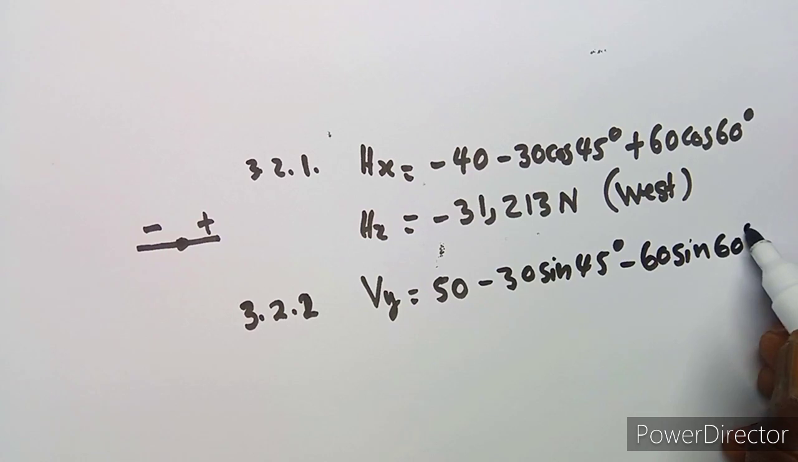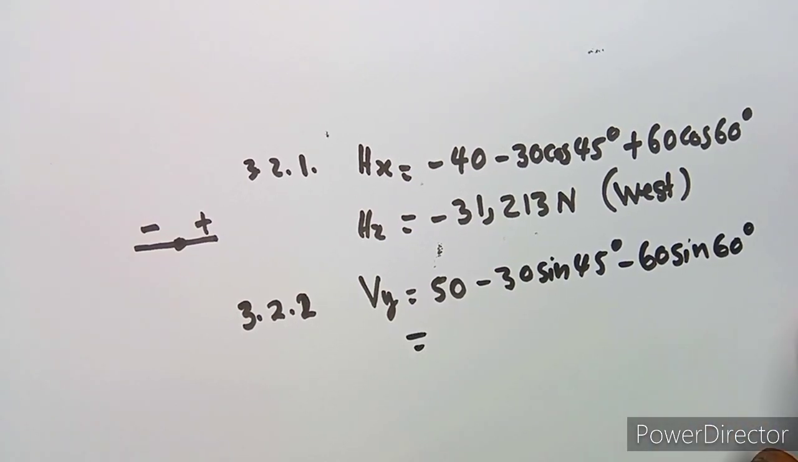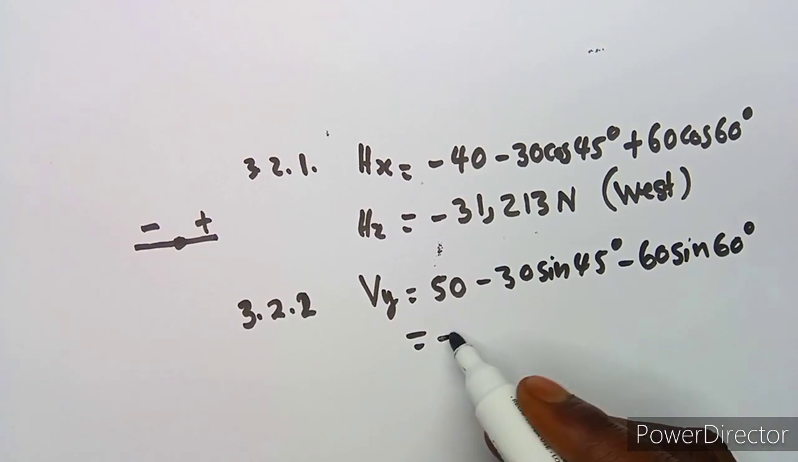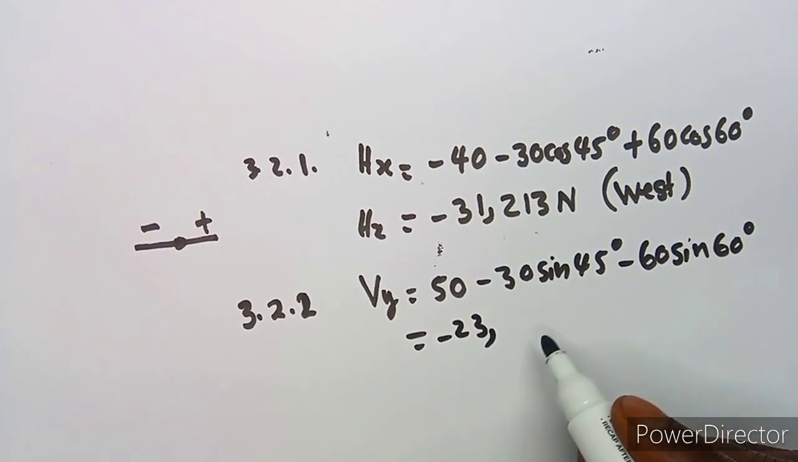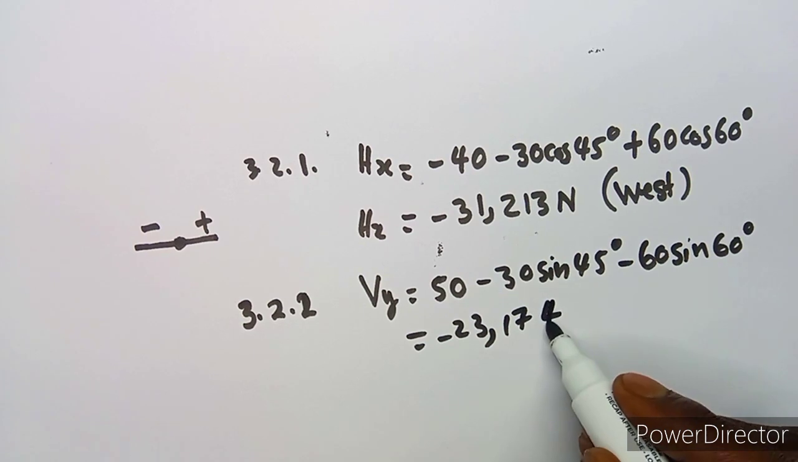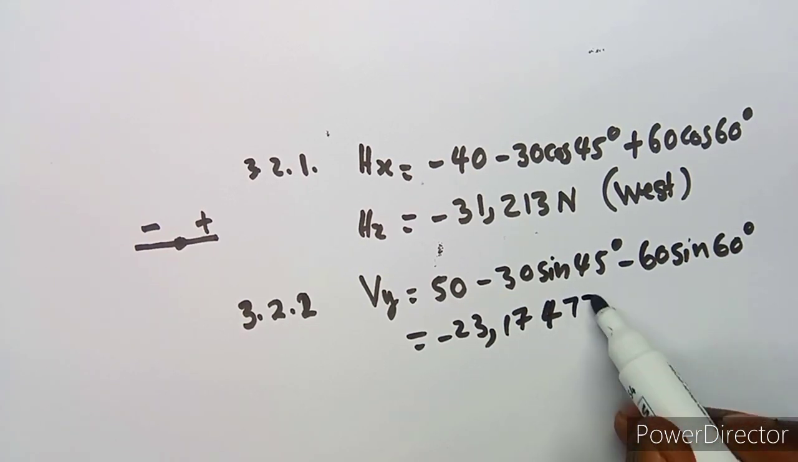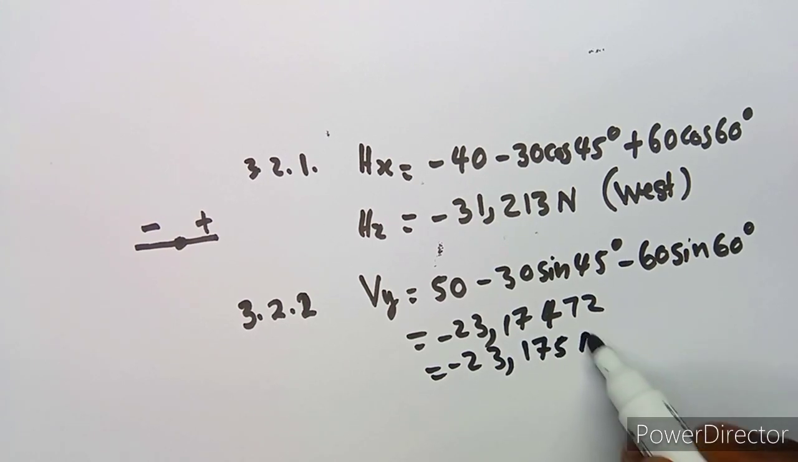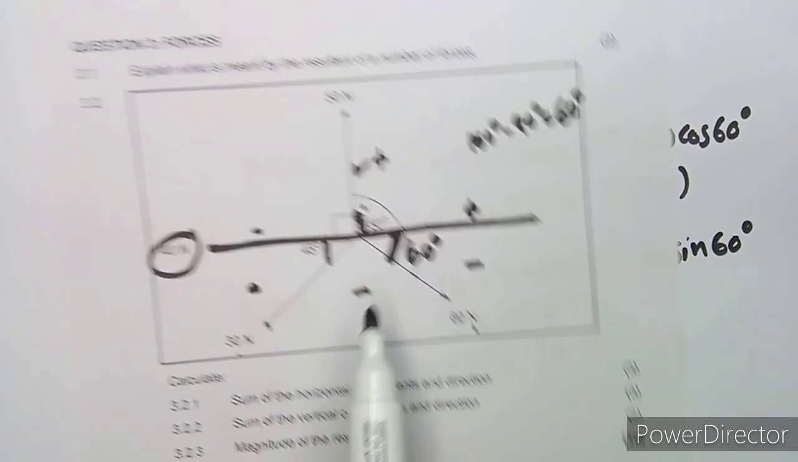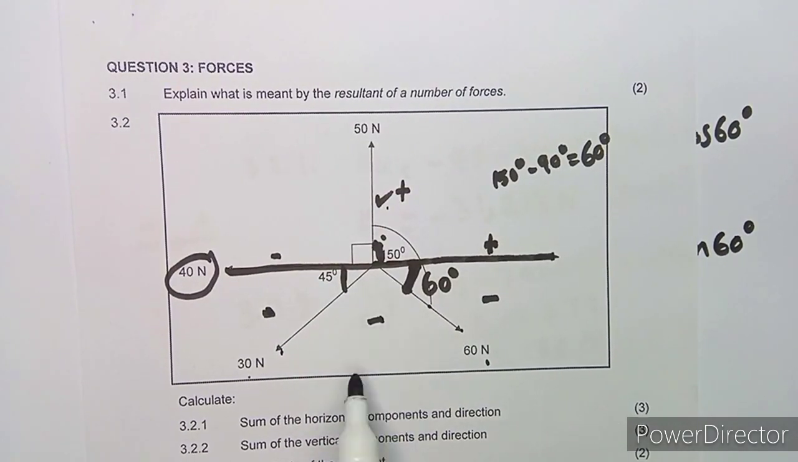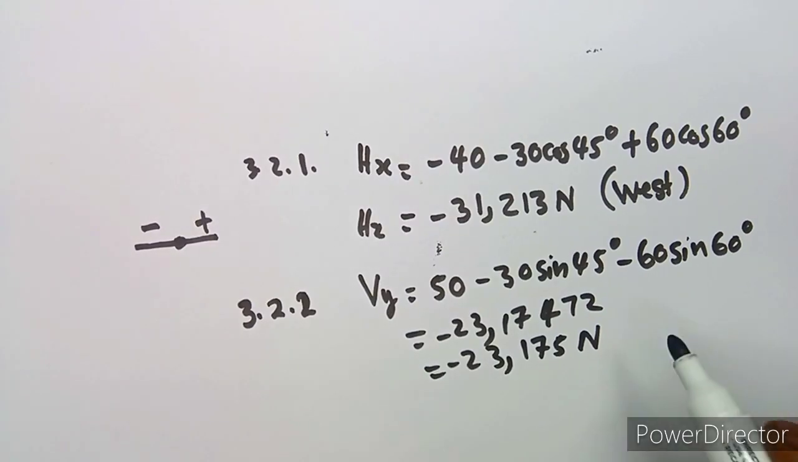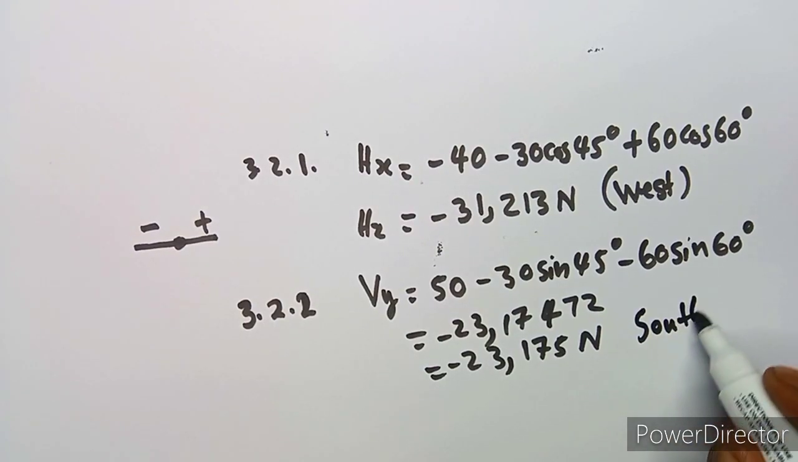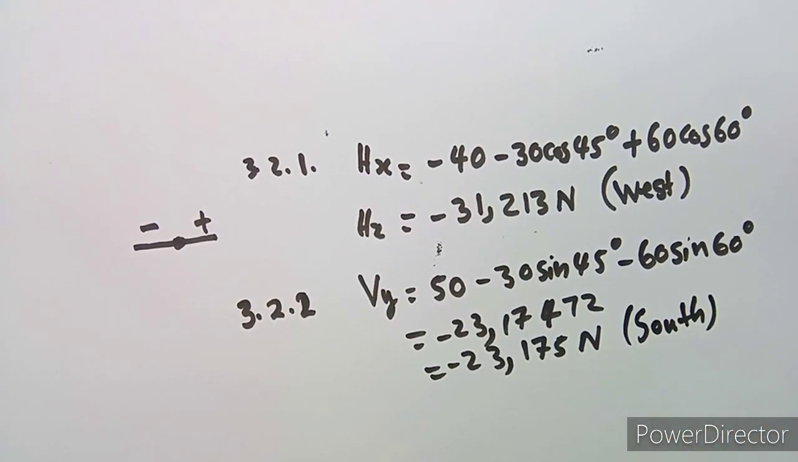All right, just like that, guys. We have to play around with your calculator as usual. So this is going to give us negative 23,174.572. So it's going to affect definitely our answer, which is going to be 175 N, and it's a negative again. So vertical, remember, positive, negative, which is negative, is in the south, so the direction here is in the south. So that's it, guys.